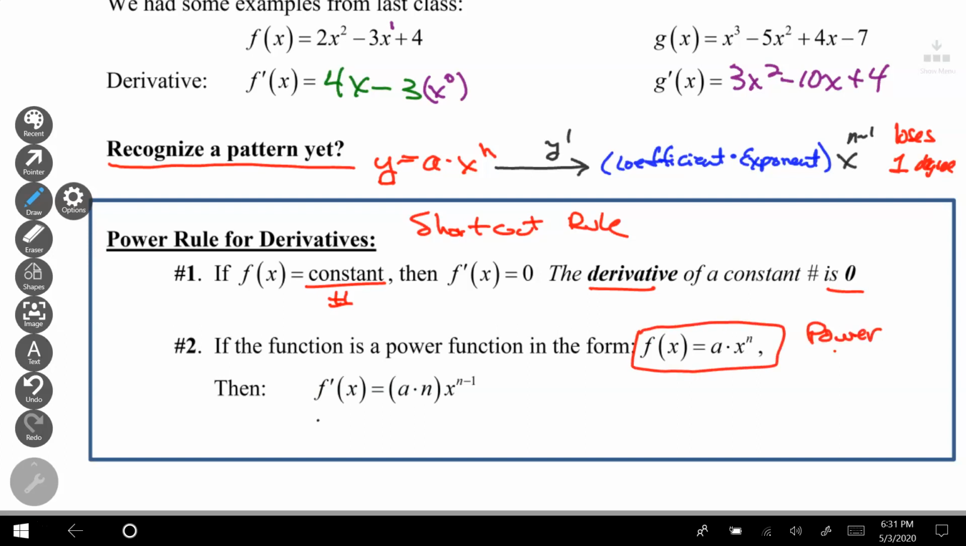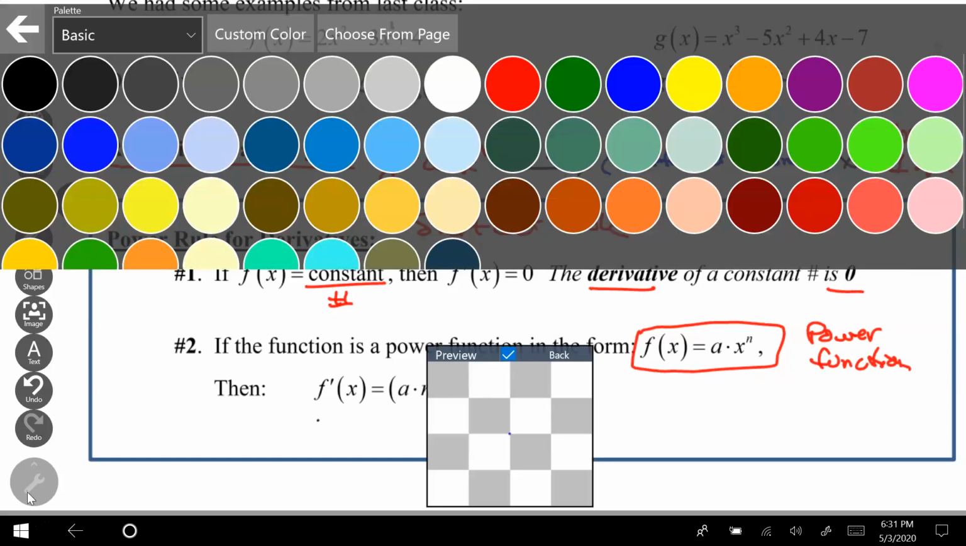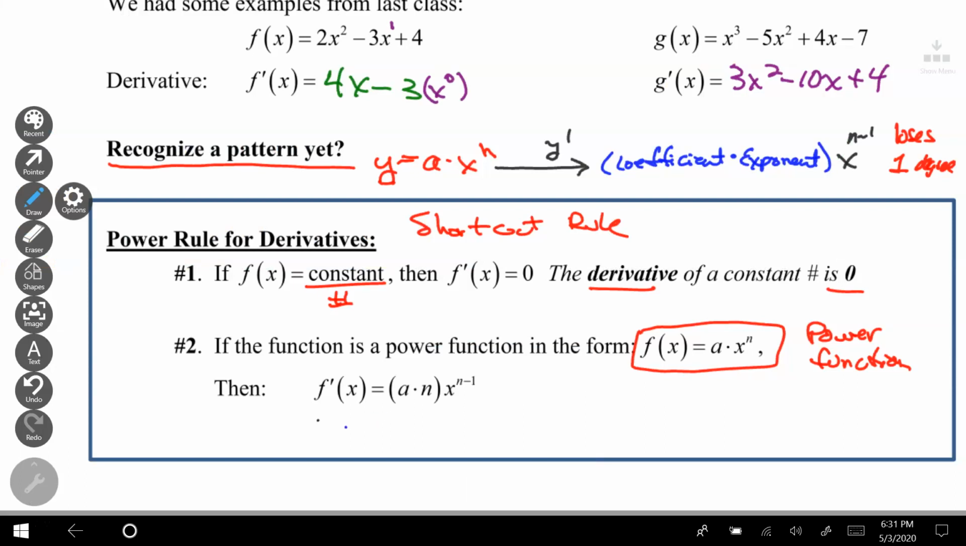But when we have a function that is in the power function form, its derivative is going to be the coefficient times the exponent, and that's what this a times n stands for.